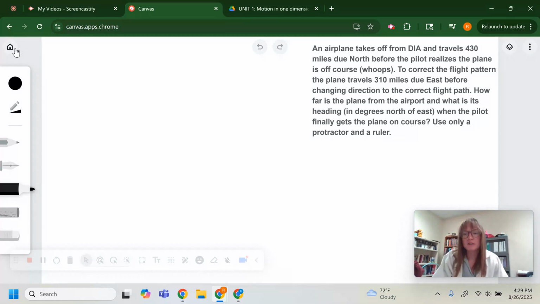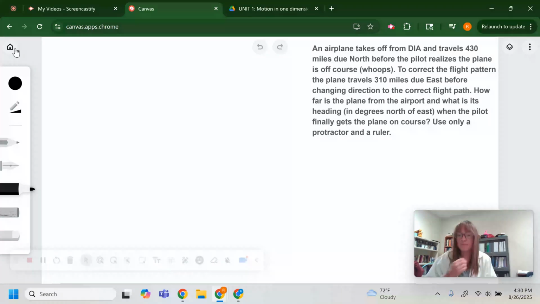Here is going to be our first problem. You can see it says an airplane takes off from DIA, travels 430 miles due north before the pilot realizes the plane is off course. To correct the flight pattern, the plane travels 310 miles due east before changing direction to the correct flight path. How far is the plane from the airport, and what is its heading in degrees north of east when the pilot finally gets the plane on course? Use only a protractor and a ruler.